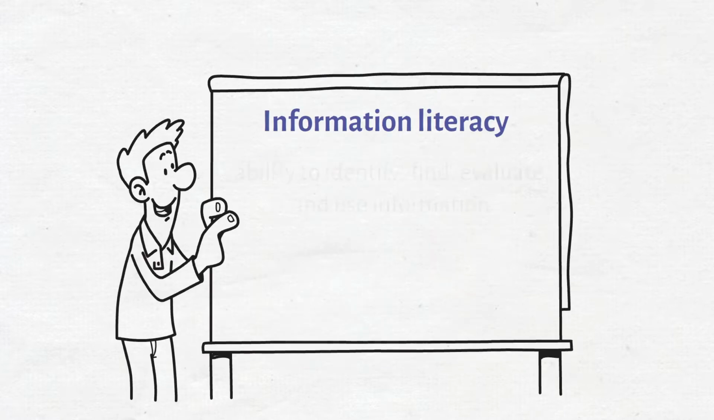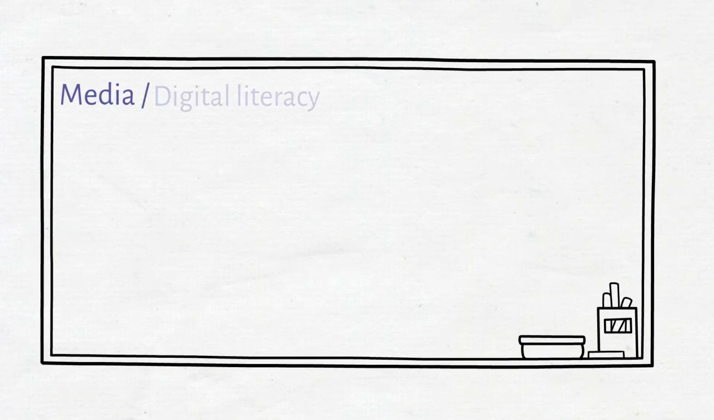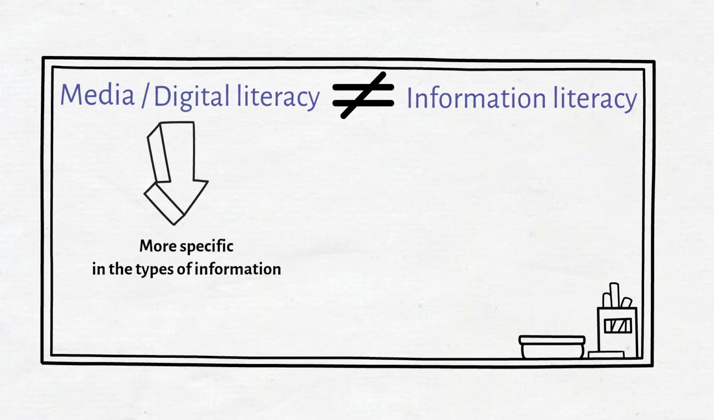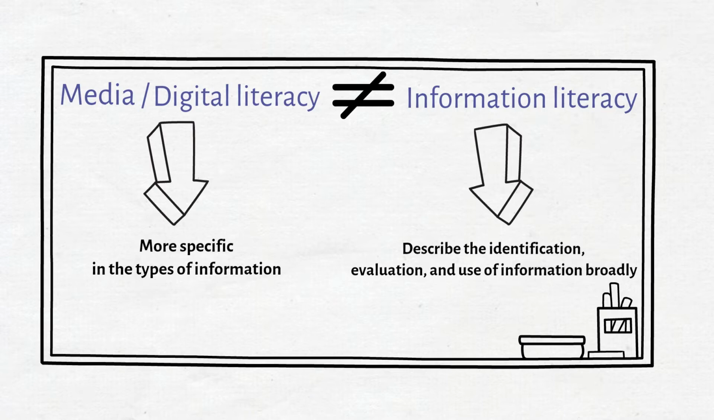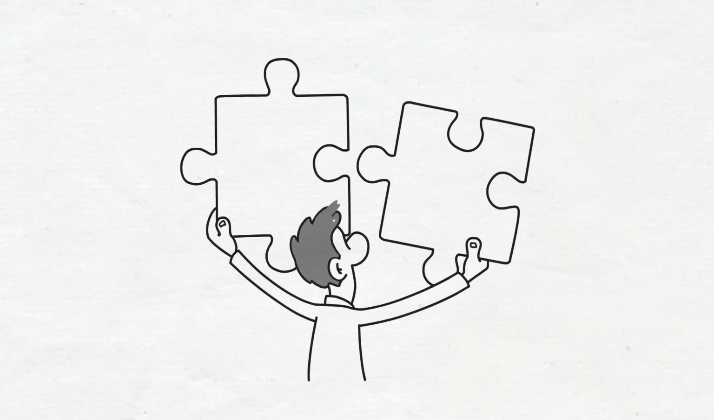Information literacy includes the ability to identify, find, evaluate, and use information effectively. Oftentimes, media literacy and digital literacy are used synonymously with information literacy, but these terms slightly differ. Media literacy and digital literacy are more specific in the types of information sought for, evaluated, and used. Information literacy, conversely, is used as a broad term to describe the identification, evaluation, and use of information, whether in print or digital form. Information literacy involves two components: being a good consumer and being a good creator.